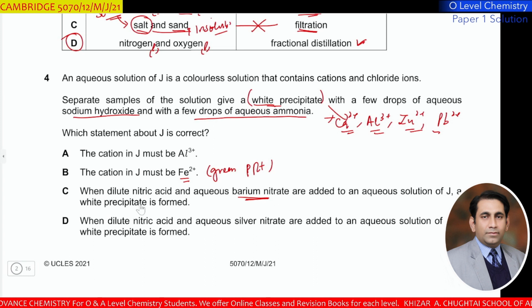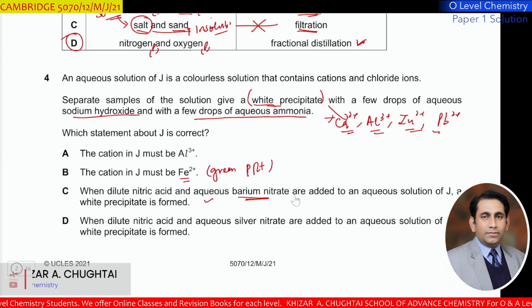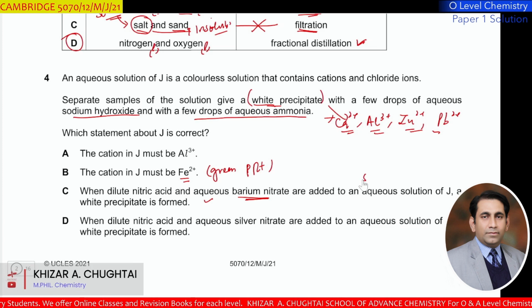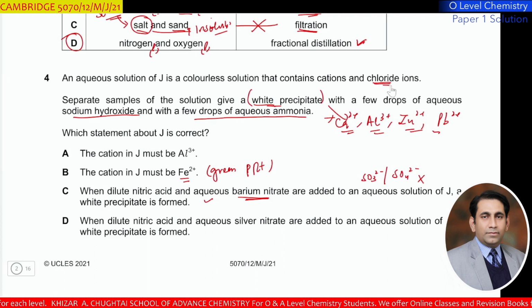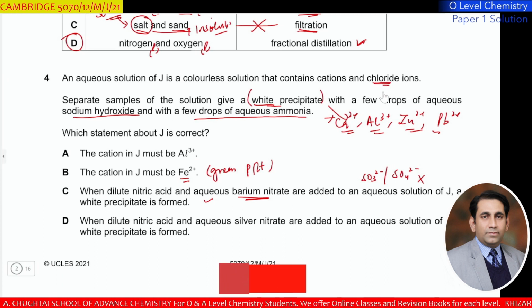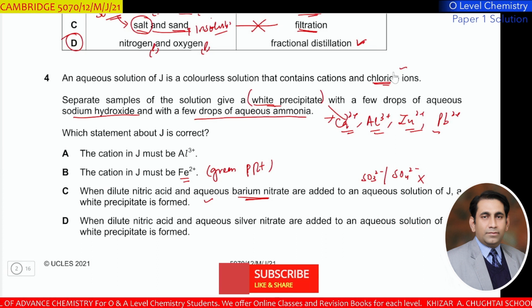A white precipitate is formed. No, this precipitate could only be formed if there is the presence of SO3 2 negative or SO4 2 negative. So this is the incorrect option. In case of Cl negative ion, there is no precipitate of BaCl2. Ba2 positive ion will never give a precipitate if the only negative ion is Cl negative ion.